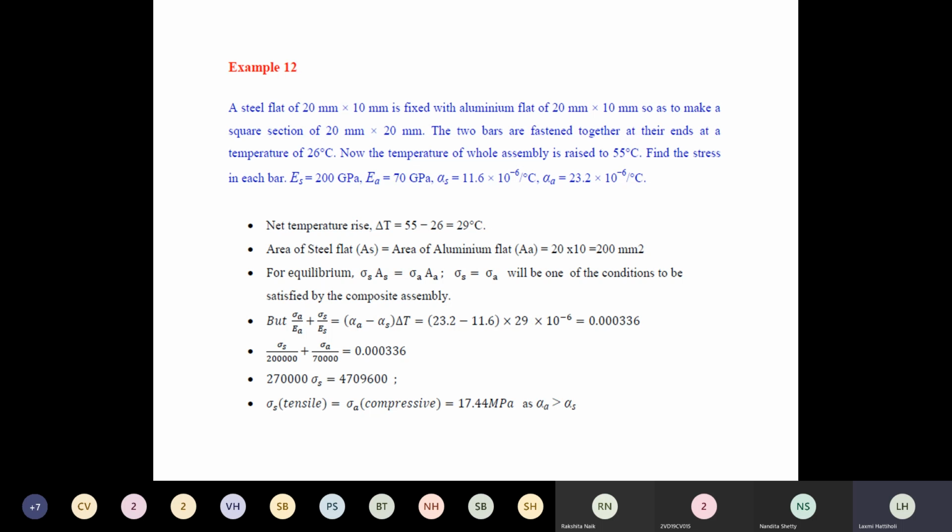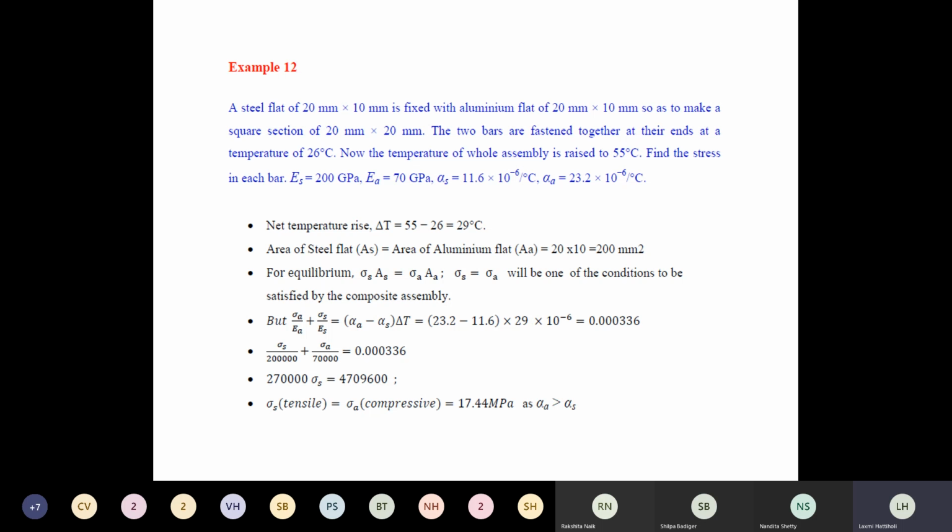Now, what are the given conditions? ES and EA are given to you, that is the modulus of elasticity. And you know how to convert this. We have already discussed how to convert gigapascal to megapascal or Newton per mm square. We know how to convert 200 gigapascal to Newton per mm square. Another thing is alpha S and alpha A. Can anyone tell me what alpha is? Coefficient of... yes, very good. The coefficient of thermal expansion, or coefficient of linear expansion. Alpha S and alpha A are given to you.